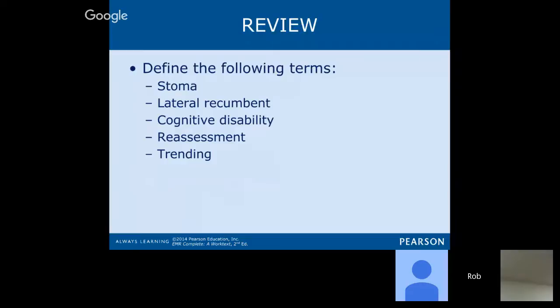Reassessment. That's going back over your assessment. Yep. Strategic ongoing assessment of the patient's condition and your interventions until the arrival of EMS. Trending. I talked about trending vitals. What's trending on YouTube? Same thing, right? So you're watching those vitals to see if they're trending up or trending down, right? So you're watching the trend of the vitals.